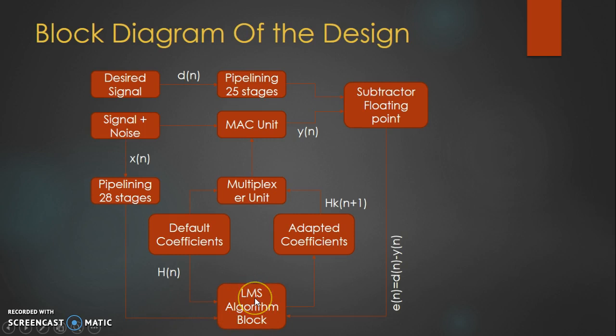The LMS algorithm block calculates my new adapted coefficients, that is hk of n, and it is sent through the multiplexer. Now the multiplexer sends to the MAC unit the new adapted coefficients such that my y of n is an error-free noise signal.